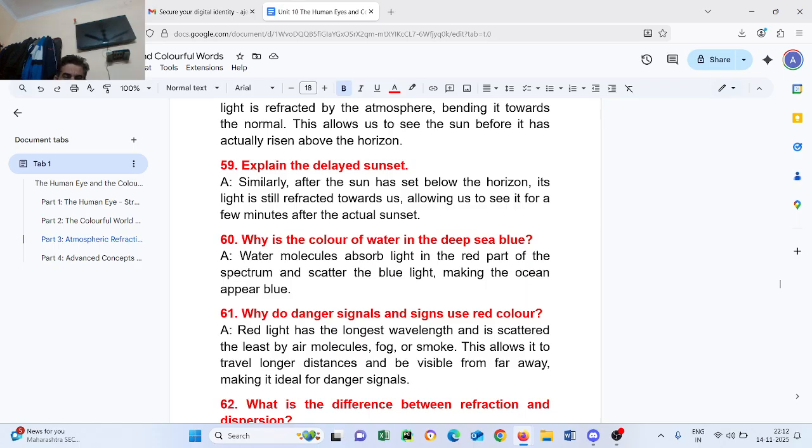Question number 61. Why do danger signals and signs use red color? Red light has the longest wavelength and is scattered the least by air molecules, fog or smoke. This allows it to travel longer distances and be visible from far away, making it ideal for danger signals.